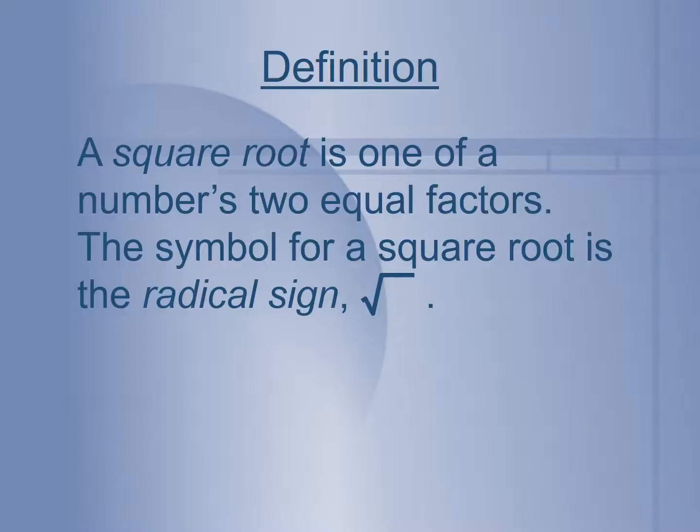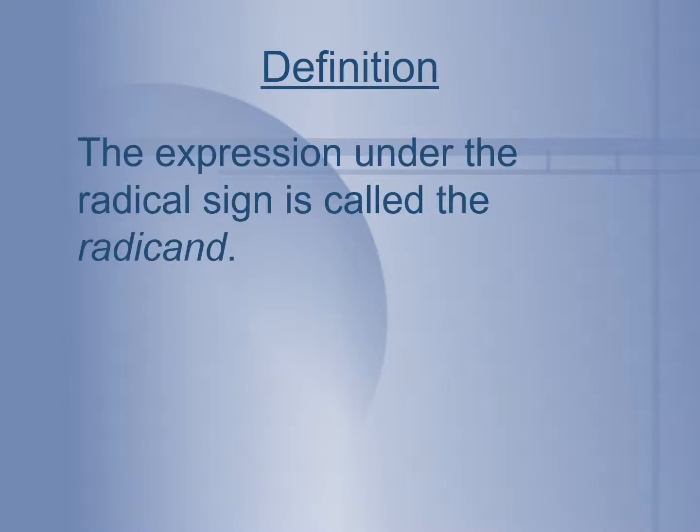So the symbol for a square root is the radical sign. And then inside the radical sign, the expression that we have is actually called the radicand. So if they're asking for the radicand, they're wanting the expression that's inside the radical sign.